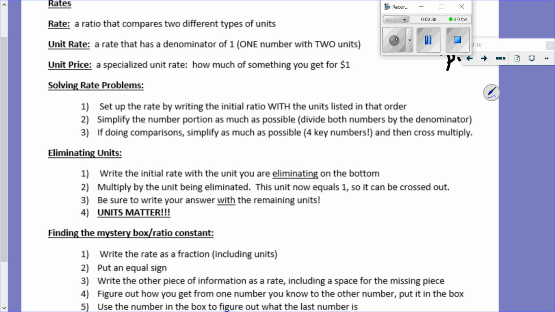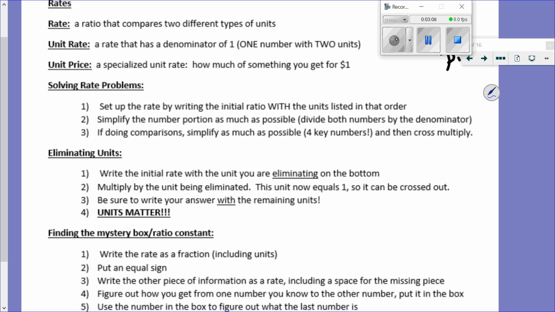The way we're going to do this, you set up the rate by writing the initial ratio with the units listed in that order. So once again, we're going to translate directly from English to math, keep it in order just like we did with the ratios. You then need to simplify the number portion as much as possible. Divide both numbers by the denominator and that will get you down to a unit rate. If you're doing a comparison, you can actually just simplify as much as possible using your 4 key numbers.